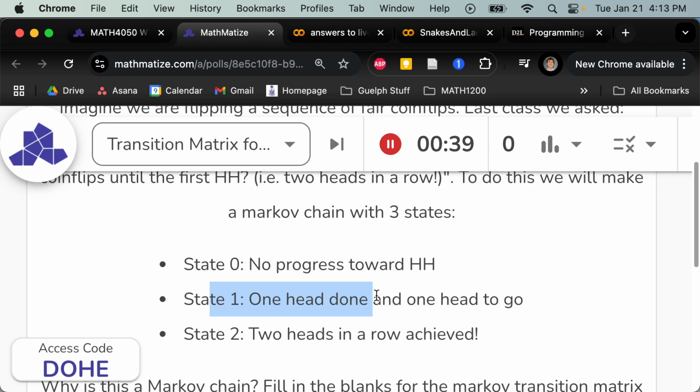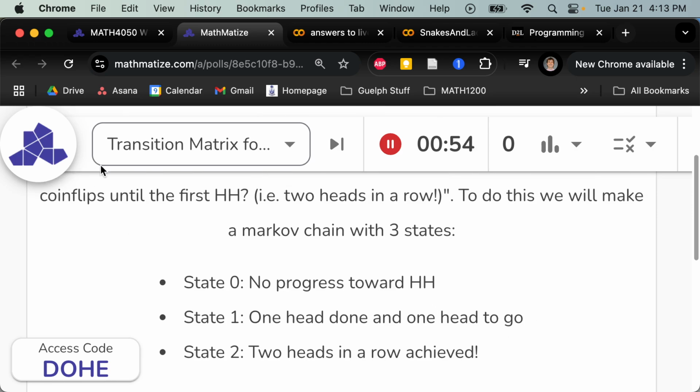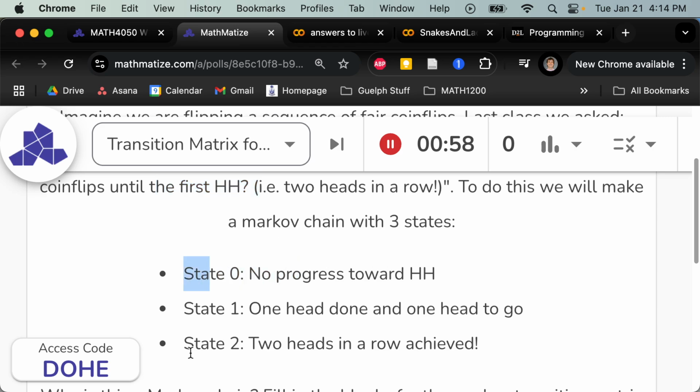State 1 is 1 head done and 1 head to go. So if you're flipping coins and you get tails, tails, tails, tails, tails, that's no progress. But then when you get your first heads, you're like, yay, we're in state 1, we're halfway to heads, heads. And then state 2 is 2 heads in a row, and then you're done. Once you get to state 2, you have gotten the heads, heads, and you're done. So the question is, how long does it take to get to state 2?